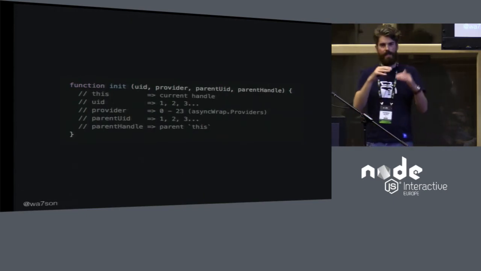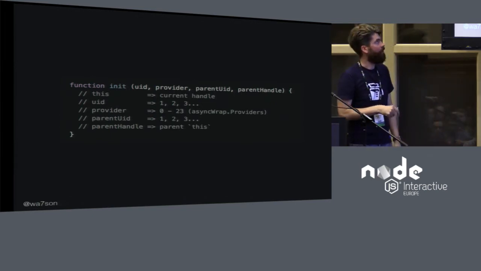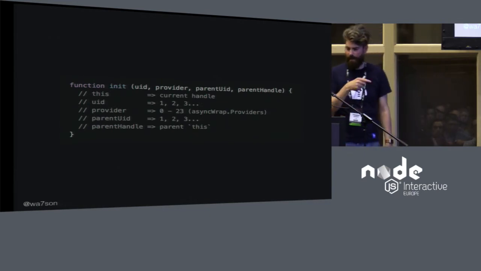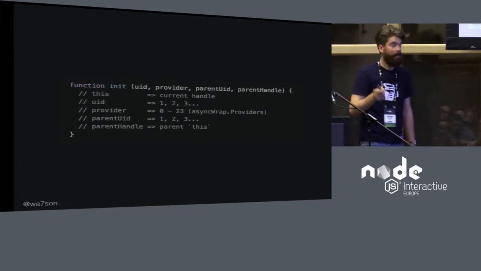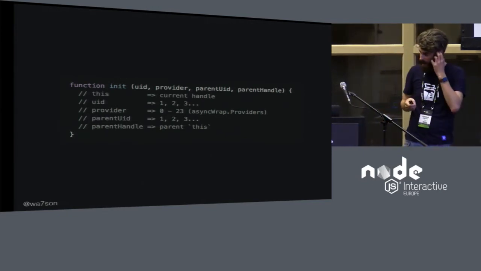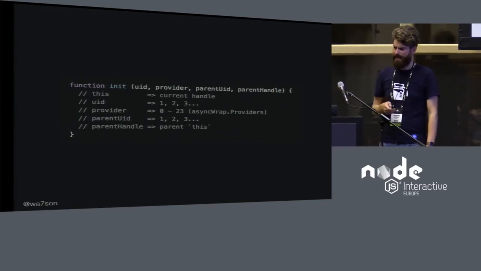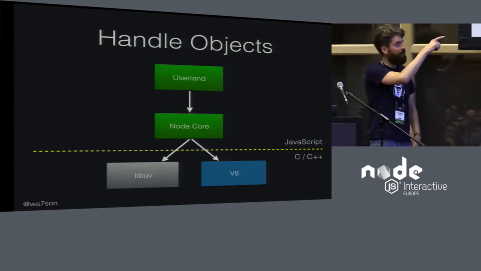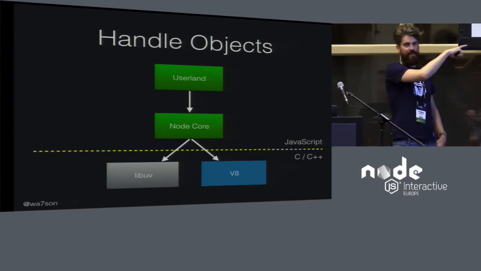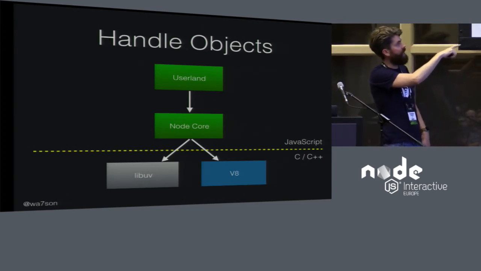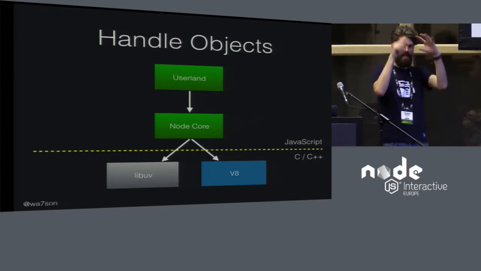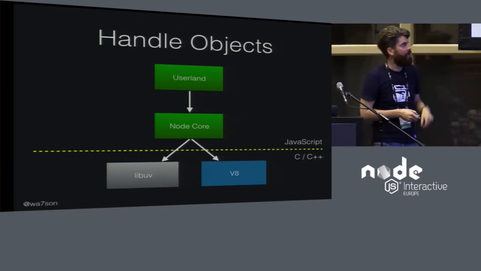And then you have the parent UID. In certain cases, one callback is queued based on another async operation. So you might have a parent, otherwise it will be null. And then you also have this handle. This will be the current handle, and parent handle will be the parent handle, obviously. So what are handles? Handles are just a way for Node core, which is written in JavaScript, to talk to libuv and V8, which are both written in C and C++. So it needs some way to transport data between the JavaScript world and the C world, and it uses handles for this.